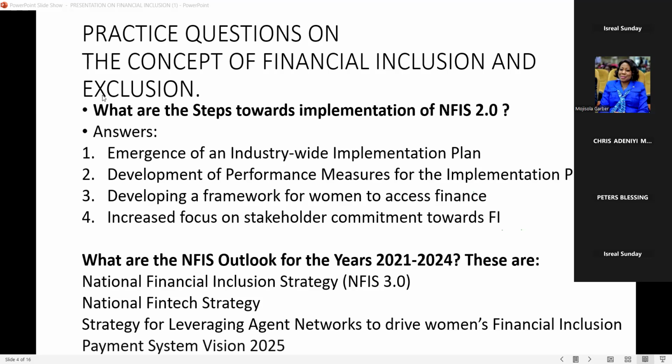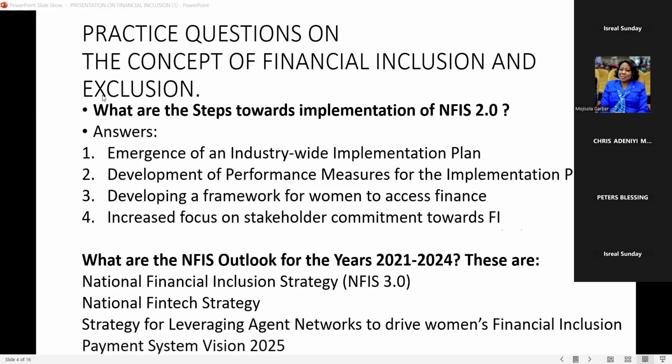Then there has been a framework for women to access finance. I'm happy we have women in this call. Am I right? Mrs. Mojisola Gaba, are you there? Yes, sir. It has been discovered that when women are empowered financially, you are empowering a nation. When women are financially empowered, it has great influence on the family and by inference the nation.